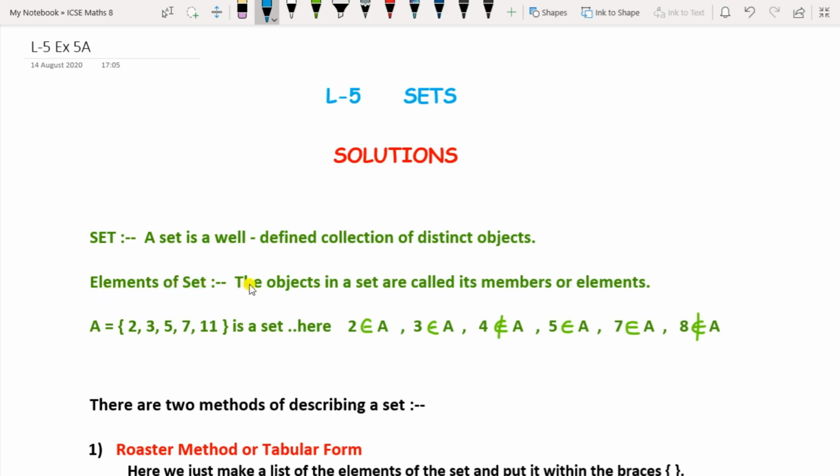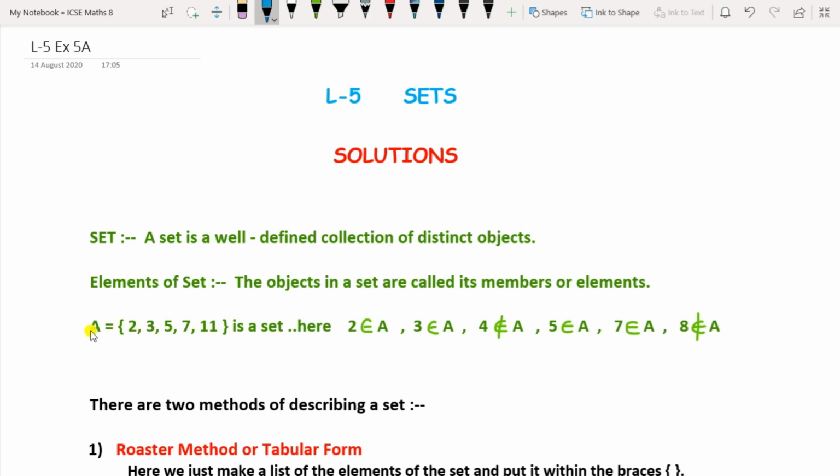Elements of a set. The objects in a set are called its members or elements. For example, A is a set. The set is denoted in this way: A equals, in curly brackets, 2, 3, 5, 7, 11. That is called a set here, and all these elements belong to set A.